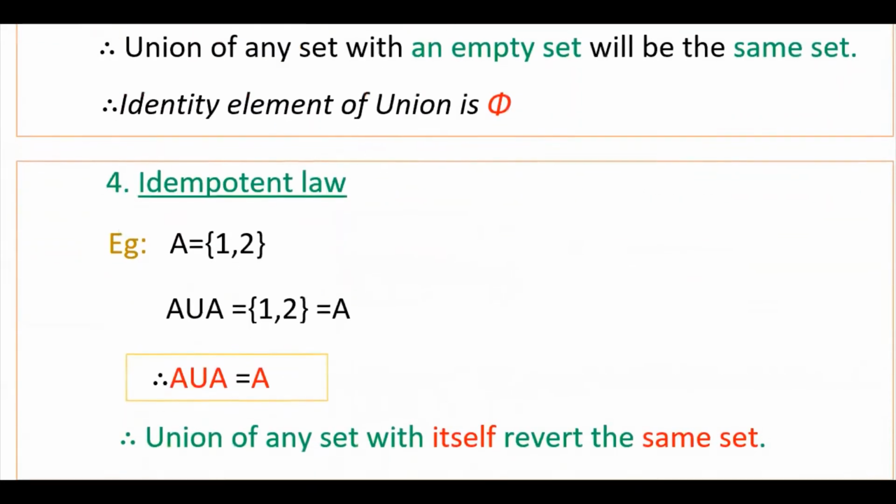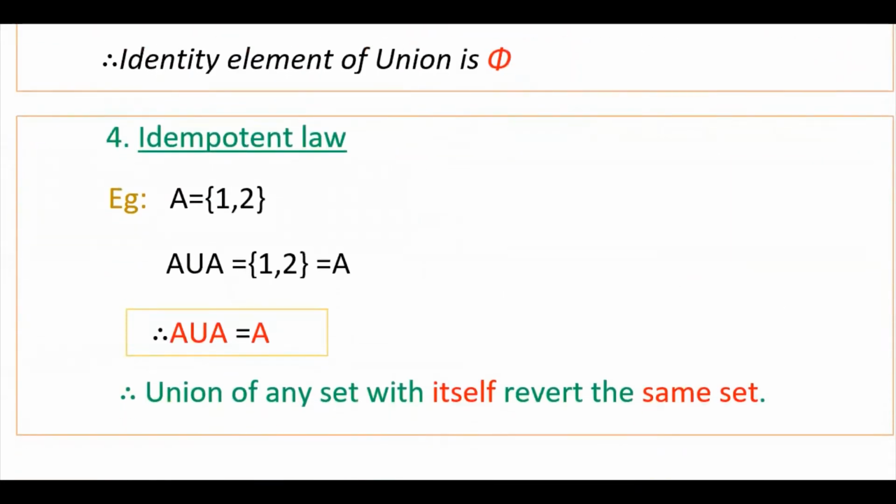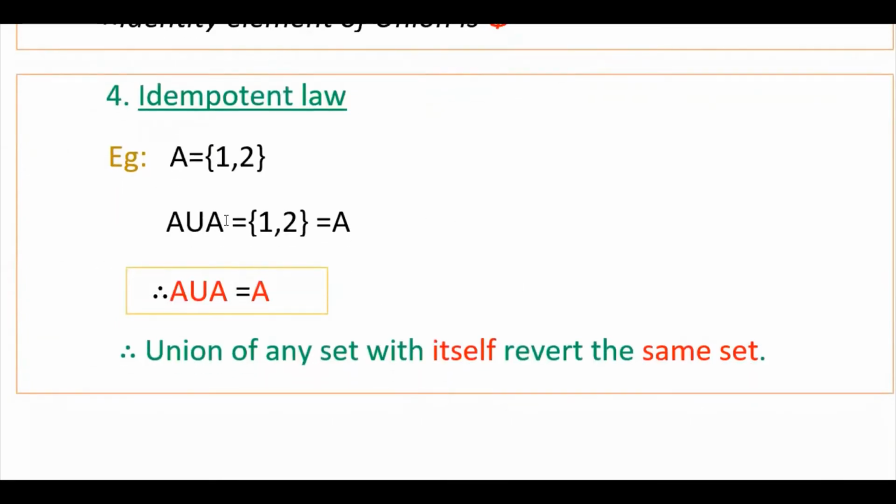And next one is idempotent law. If you take any set and union it with the same set, you will get the same set. Therefore, A union A is equal to A. Therefore, union of any set with itself returns the same set. These are the properties of union of sets.